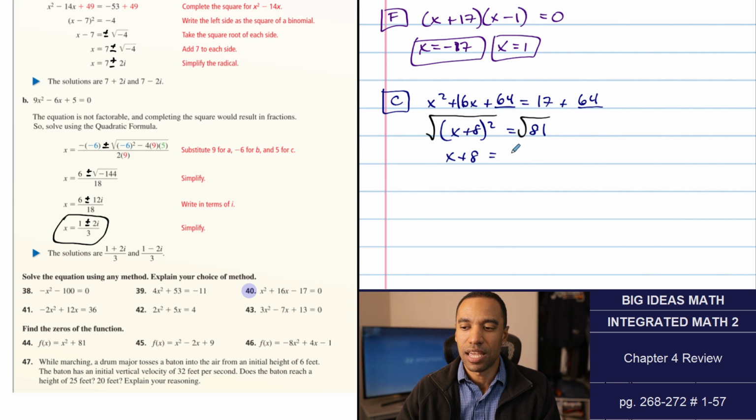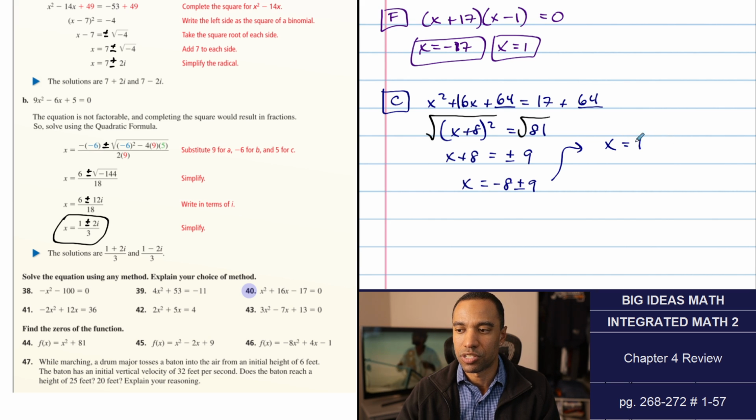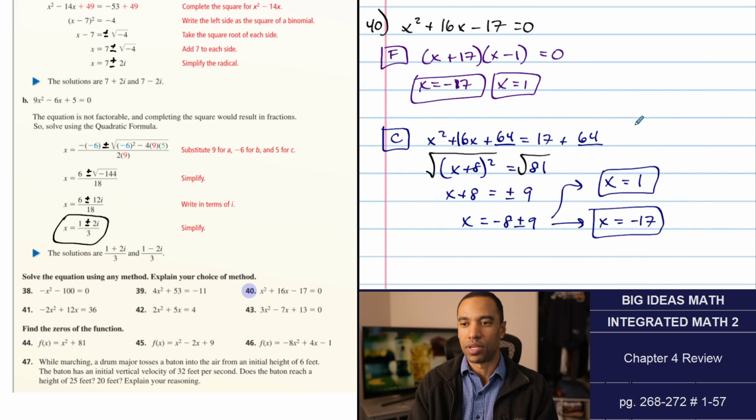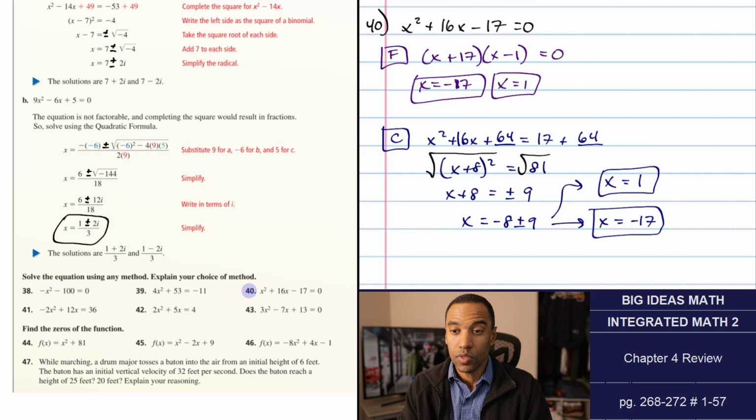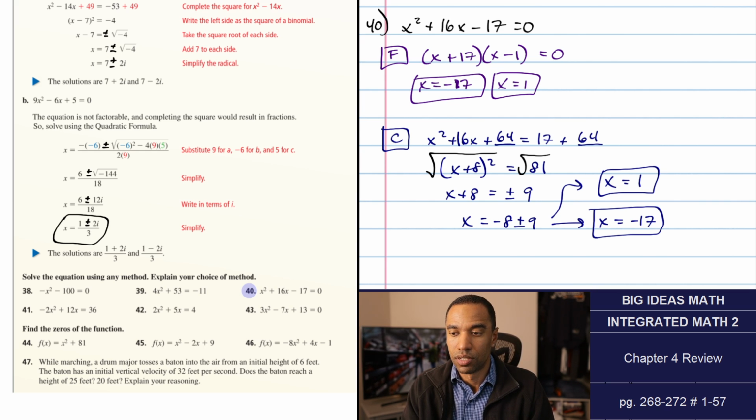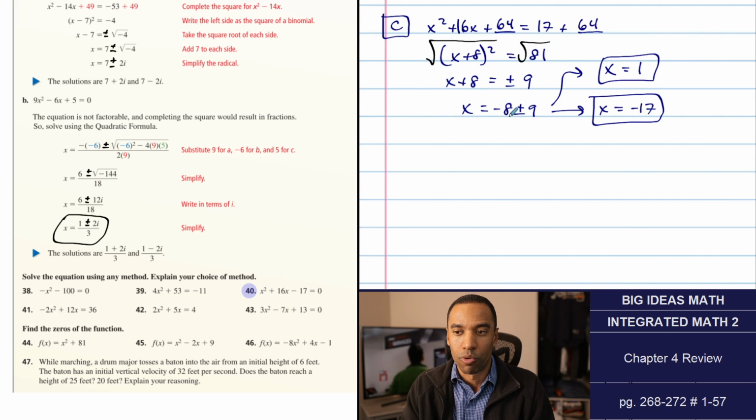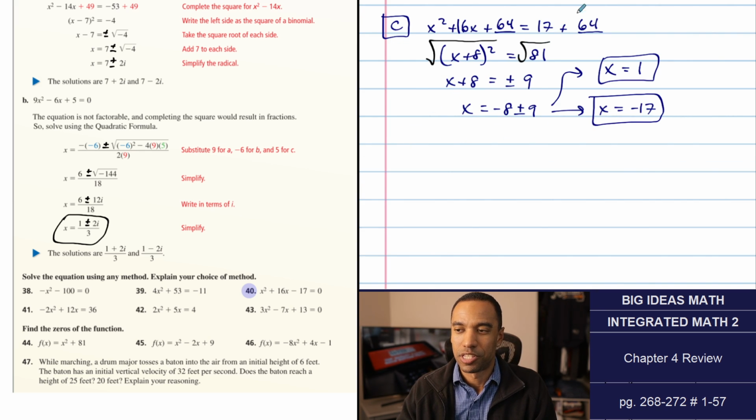x plus 8 is plus or minus 9. Subtract 8 over: x is negative 8 plus or minus 9, where you either get negative 8 plus 9, which is 1, or negative 8 minus 9, which is negative 17. The same two answers we got by solving by factoring. Not significantly more steps, a few more than twice the amount.